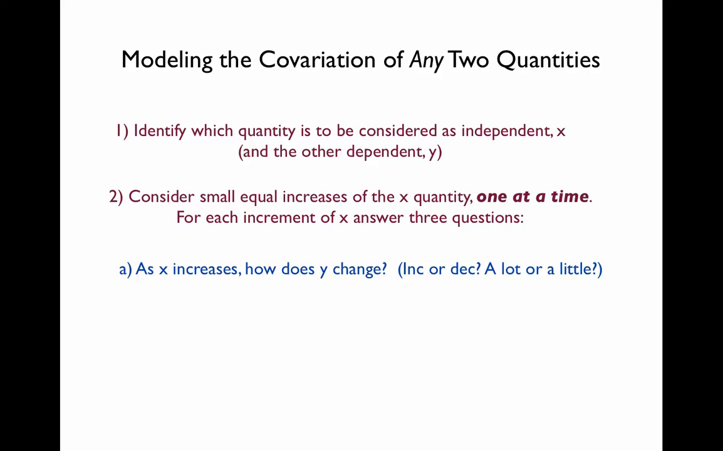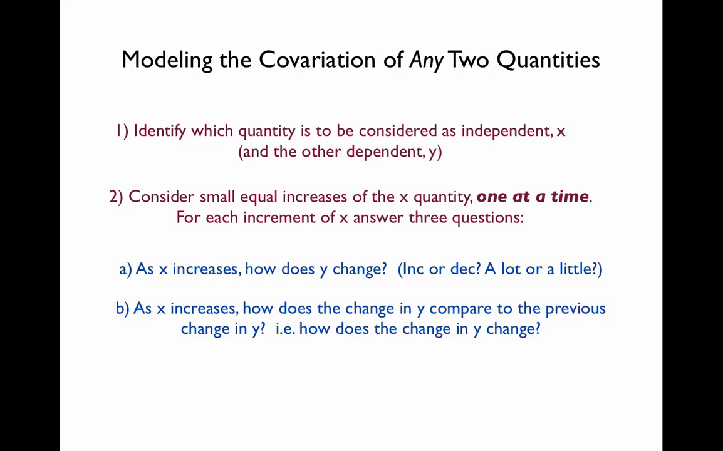All right, but the second question is more important, and it takes more thinking. Okay? Second question is, as x increases, how does the current change in y from the current change in x compare to the previous change in y? In other words, how does the change in y change? How is the change in y changing from each little change in x from one to the next? Okay, and then just naturally out of that comes the question, how does the rate of change of y change?